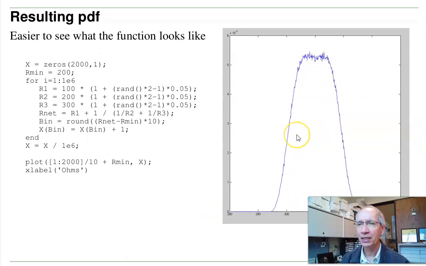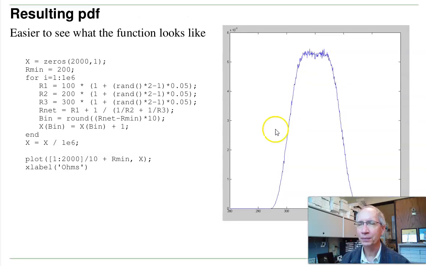And what that looks like is this. So there's the resulting PDF, starting from 200 ohms, going on up. A little bit noisy. That's probably when you take derivatives, you get noise. But that's kind of roughly what the PDF looks like, where each bin is 0.1 ohm, and you used a million resistors.